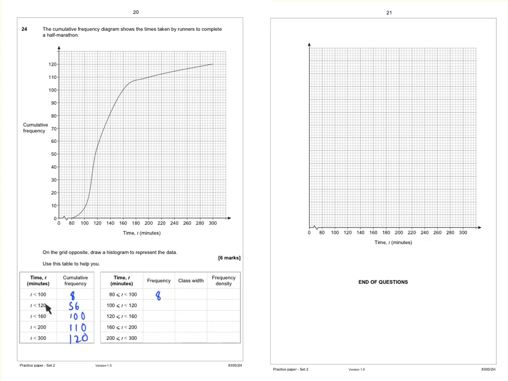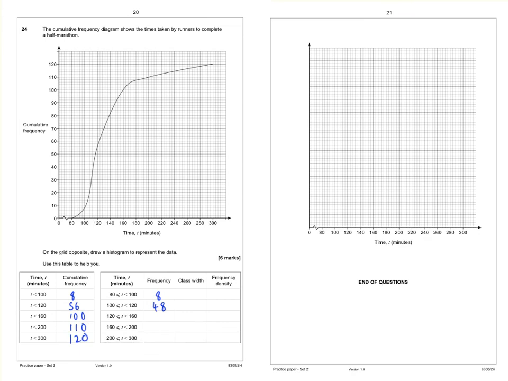because everyone that did less than 120 did 80 or more and less than 120. So everything between 80 and 120 needs to add up to 56. So this must be 48. Okay, so 48, because 48 add 8 gives us 56.